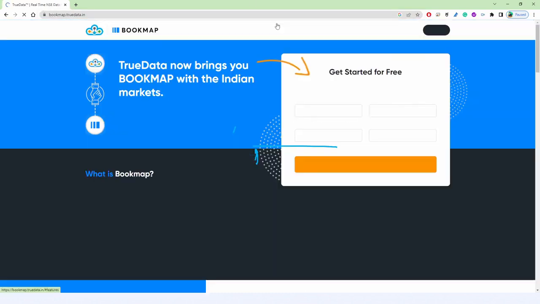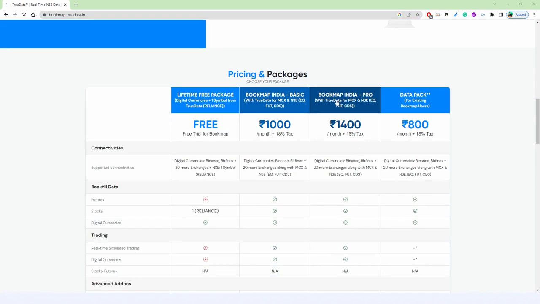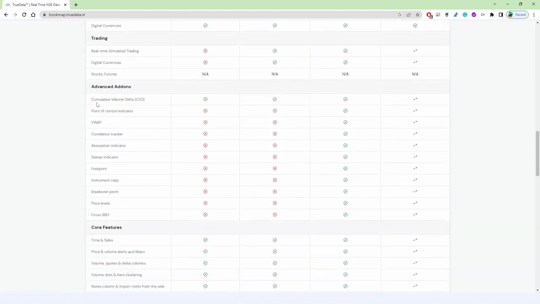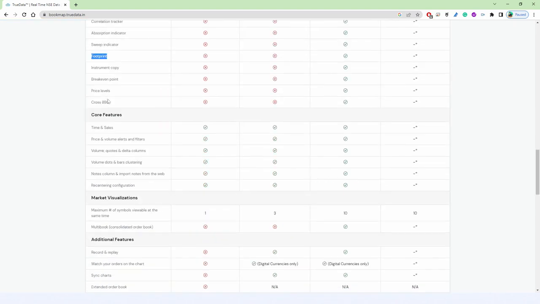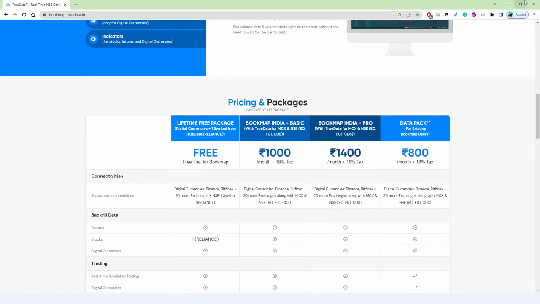If you visit bookmap.truedata.in, right now I'm using the Bookmap India Pro version, which covers almost the majority of the advanced add-ons, like cumulative volume delta. VWAP is basically the basic indicator, but the correlation tracker, absorption indicator, sweep indicator, and footprint are enabled by default for the Pro version, along with instrument copy, break-even point, price levels, and cross BBO. So all these are the advanced add-ons that you get with the Bookmap Pro version for futures, CDS, and equity. All right.